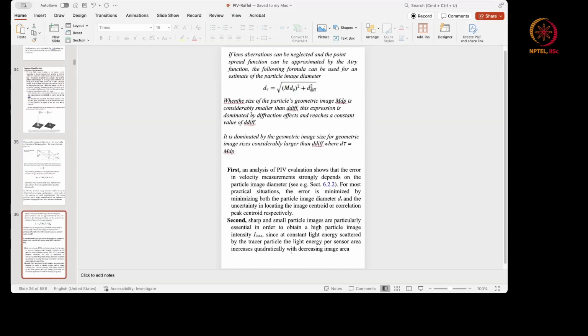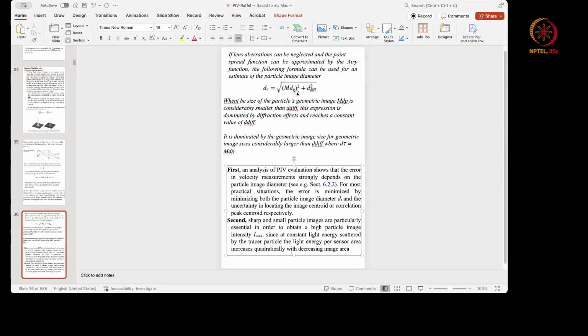If we do not have any lens aberrations, for example, and the point spread function can be approximated by the Airy function, then the following formula can be used: d tau is equal to the square root of m dp squared plus d diff squared, where the size of the particle's geometric image, m dp, with dp in the subscript, is considerably small. If this is considerably smaller than d diff, then the expression is dominated by diffraction.